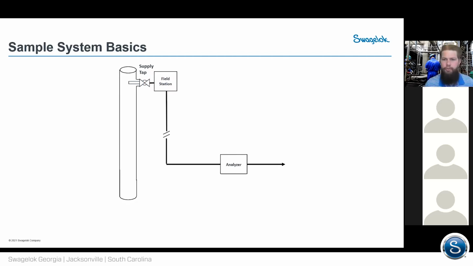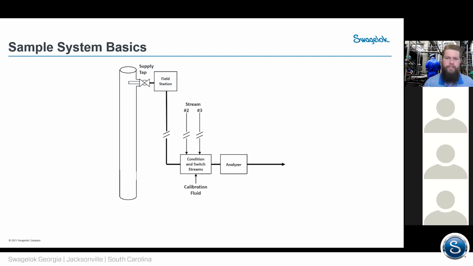Other things might include pumps. If you're at too low of a pressure to get from point A to point B, consider the distance that you are from the process tap to the analyzer. Just any other components like that. Just again depends on the application.